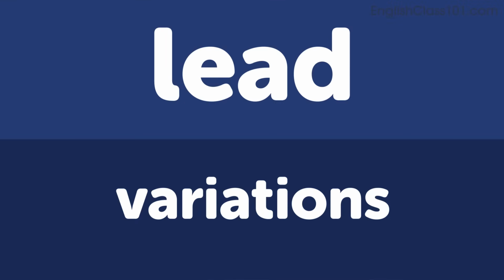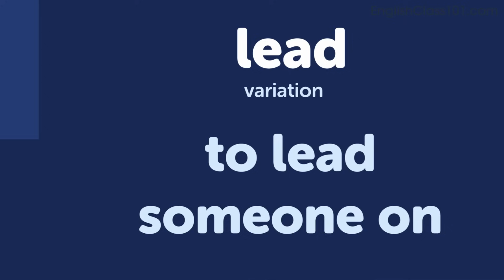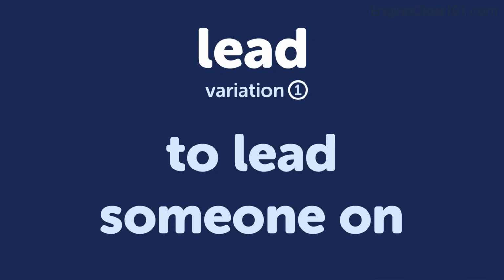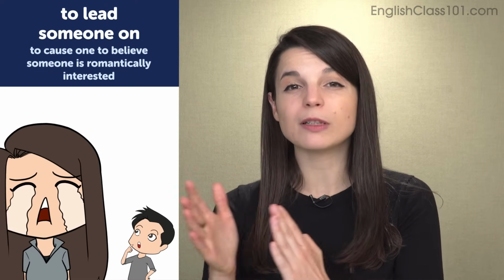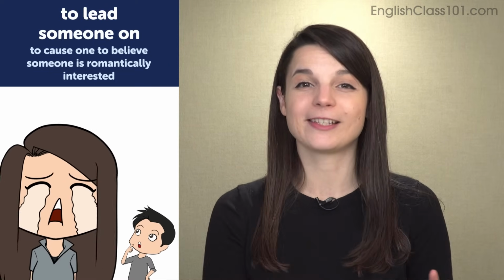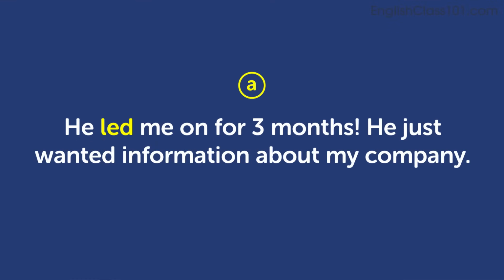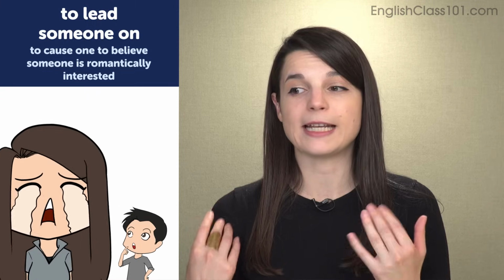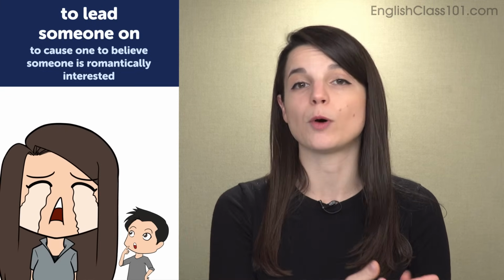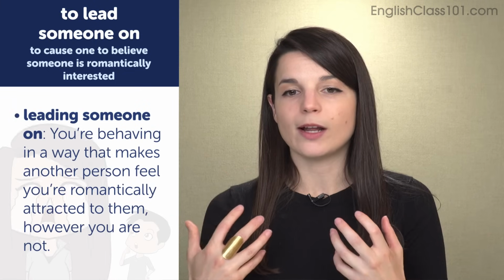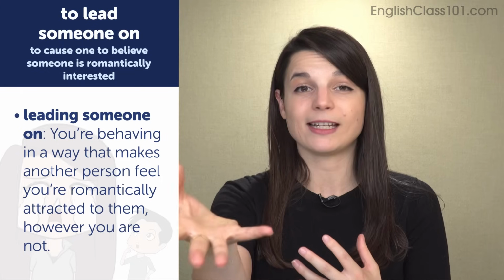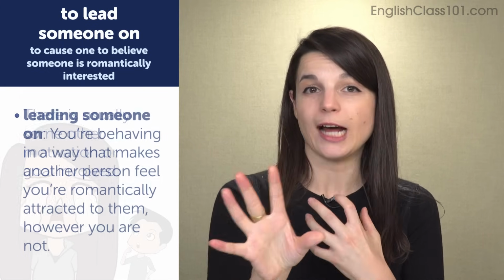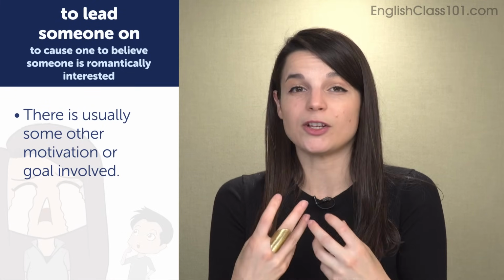Let's look at some variations of the verb lead. The first one is to lead someone on. So to lead someone on means to cause someone to believe you're romantically interested in them. He led me on for 3 months. He just wanted information about my company. We see negative situations or negative expressions along with to lead someone on. So leading someone on means you're behaving in a way that makes another person feel you're romantically attracted to them. However, you're not. So there's usually some other motivation, there's some other goal.